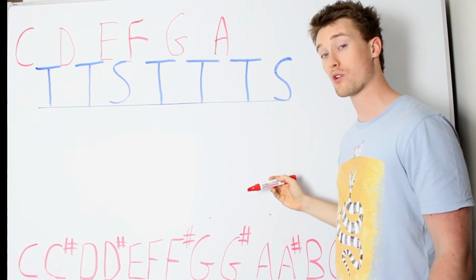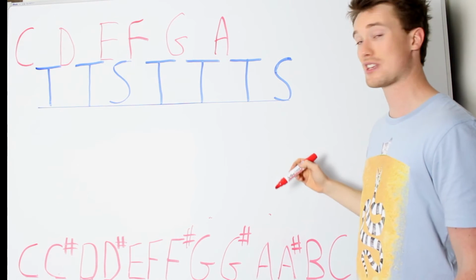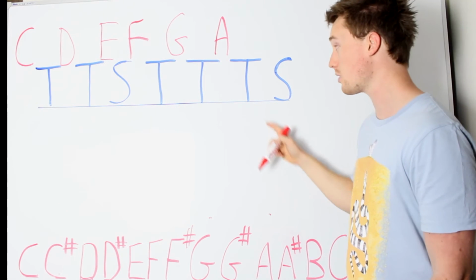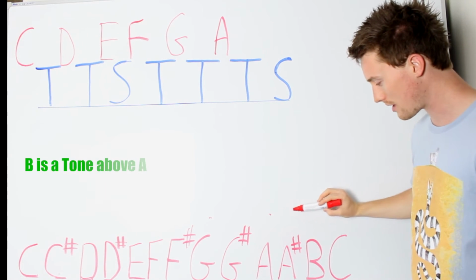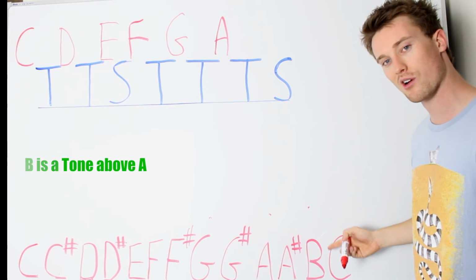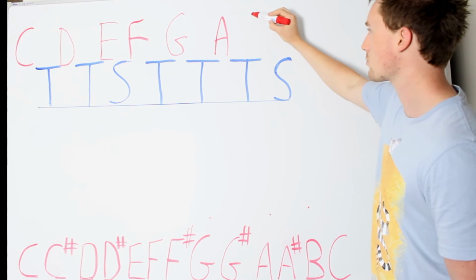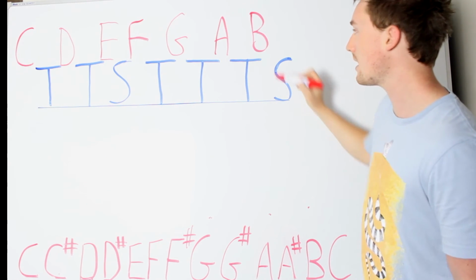Now that we're on A, we're almost done. We're going to move up to the 7th degree of the scale, and we're going to move up another tone, or 2 steps. So from A, 1, 2, now we're going to be on a B note, and that's our 7th degree. And we're almost done.